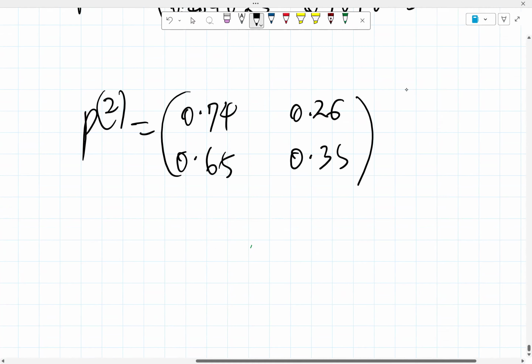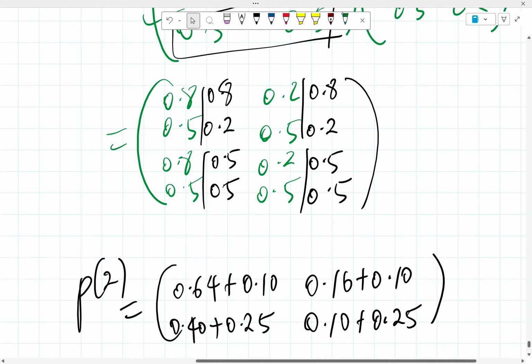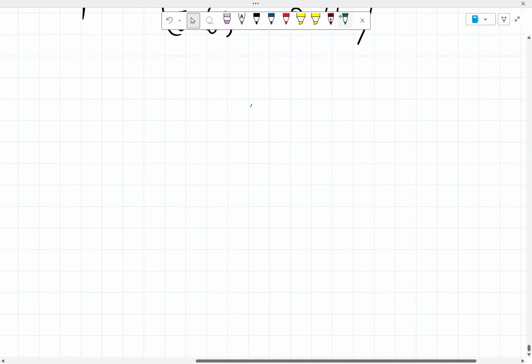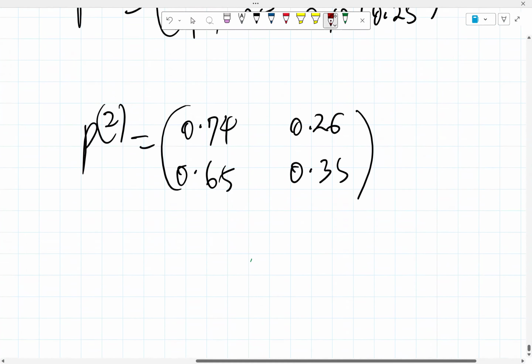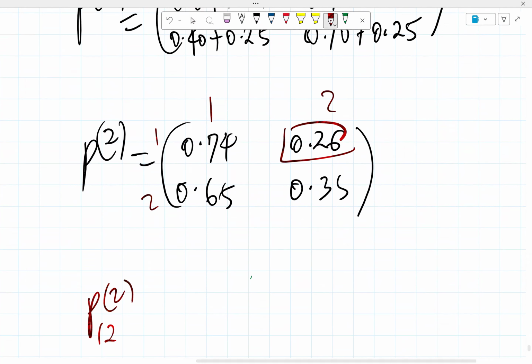The other thing we need to find is P12 in two steps, right? Since you have found P2, P12 in two steps will just be this, because this is 1, this is 2, this is 1, this is 2. So 1 to 2, it's just this 0.26.